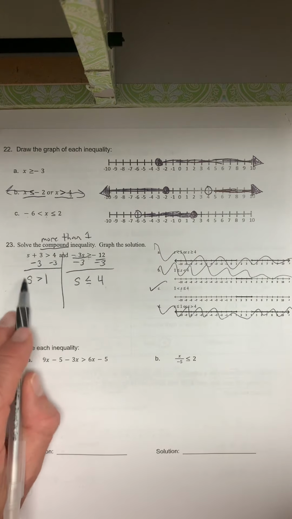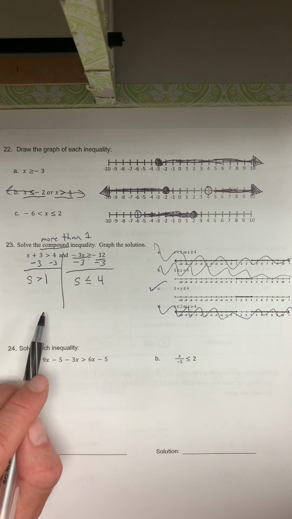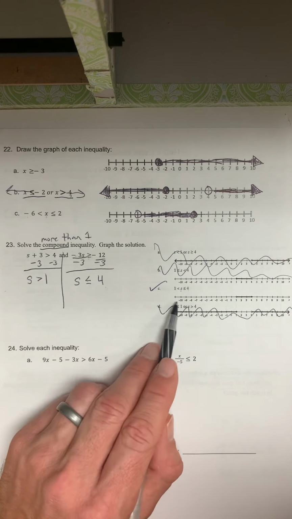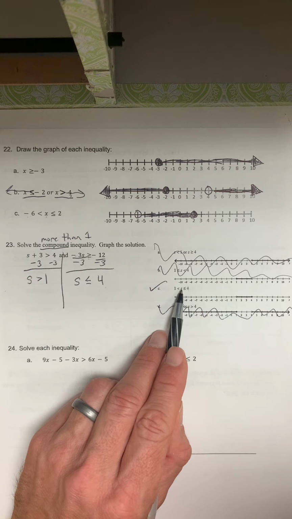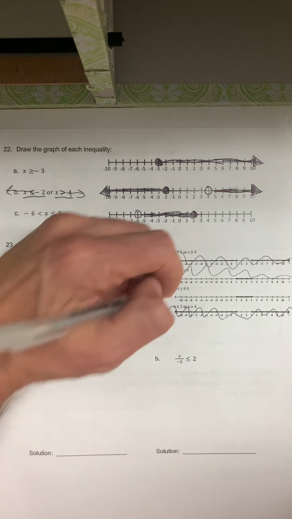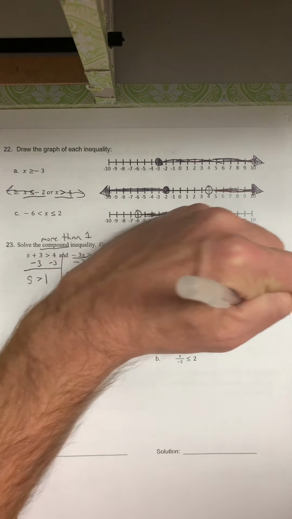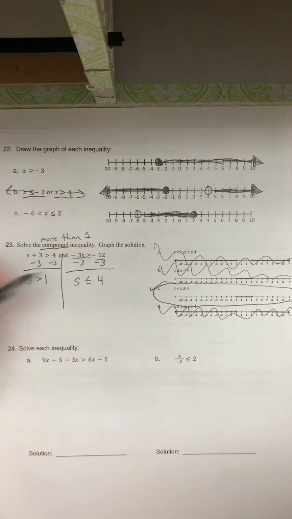I never really even looked at this, but there's nothing else it can be except for C. It's the only one that has s is less than or equal to 4. So I have enough to be confident that the answer has to be C. So for number 23, I'm going to choose that one.